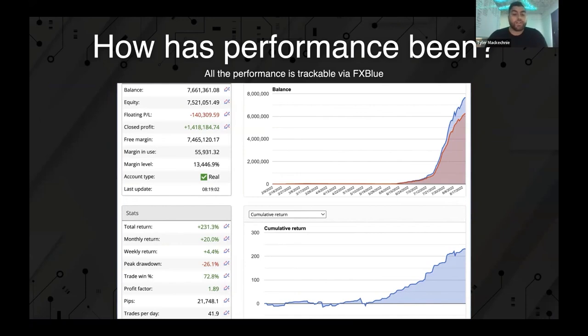Now, this strategy you can see is up $1.4 million profit, 231% gain since February 8th, doing over 20% a month. In fact, I don't want to excite their months and their big gains too much for you, but I can tell you that they're already over 20% for the month of August, and we still have 10 days left. So they've been getting absolutely phenomenal returns.